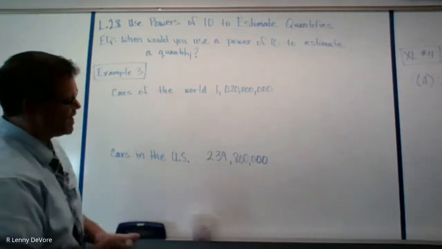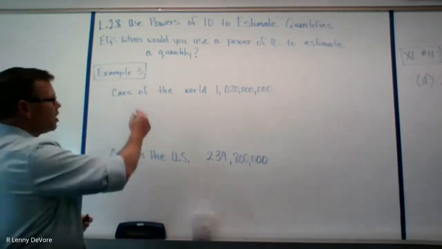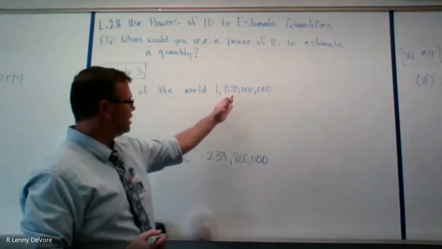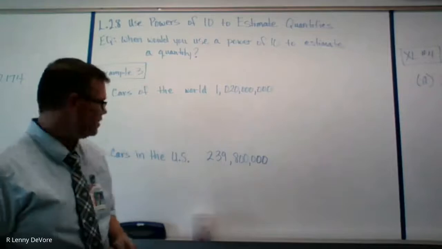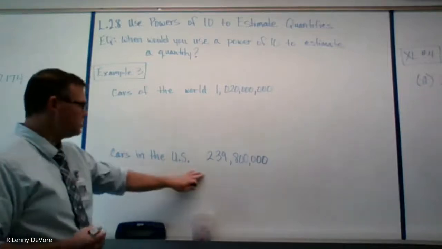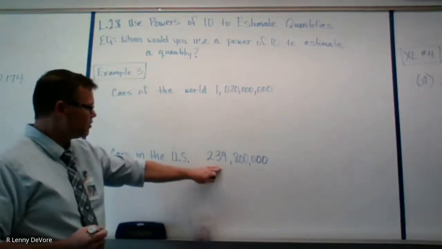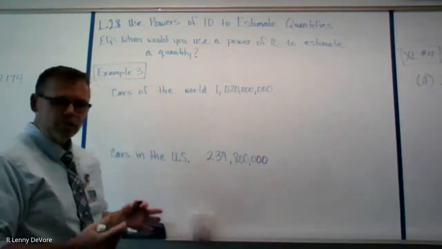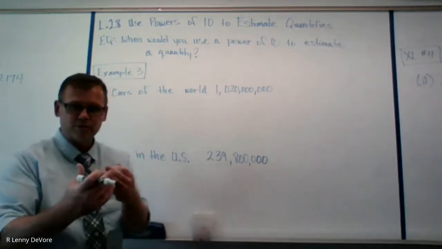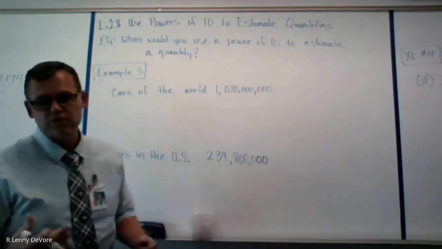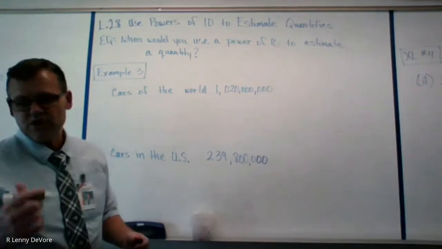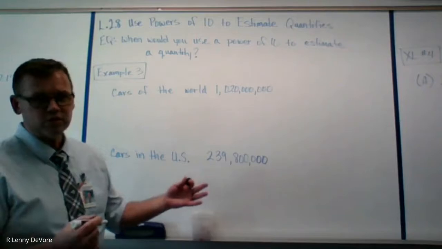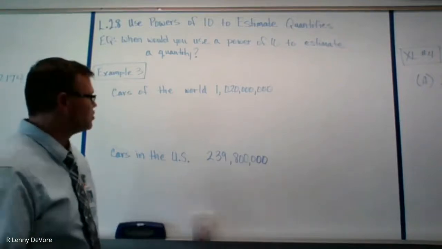It says in example 3 that the cars of the world are 1,020,000,000 cars, okay? And then they say that the cars in the US are 239,800,000. Okay, so what they want to do is a comparison of a ratio. So we're going to round each one of these so that you guys can see that, all right? We're going to round them, then put them into scientific notation, and then put them into a ratio.